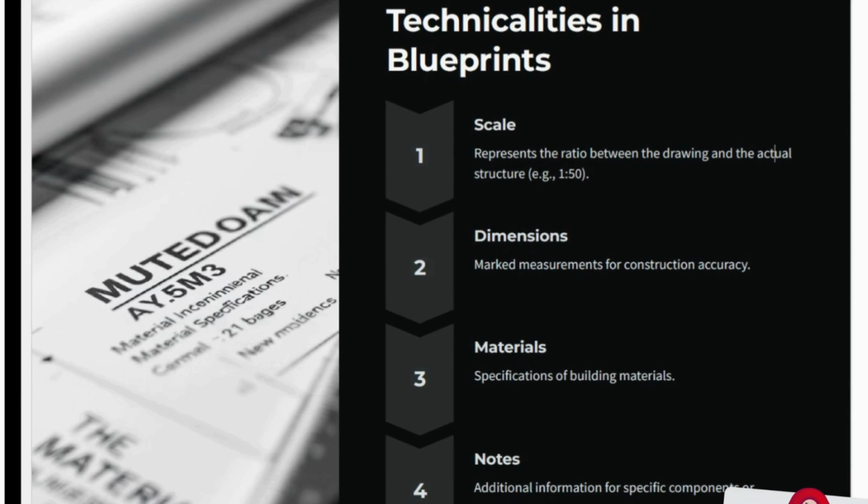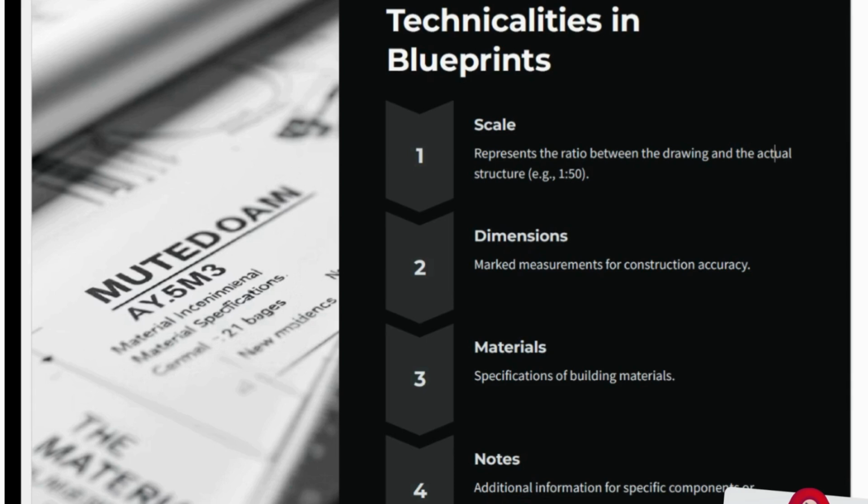Scale represents the ratio between the drawing and the actual structure. Scale is understood to be the factor that you multiply the dimensions of the drawing by, so that you can apply it to all the dimensions to get the correct dimensions.